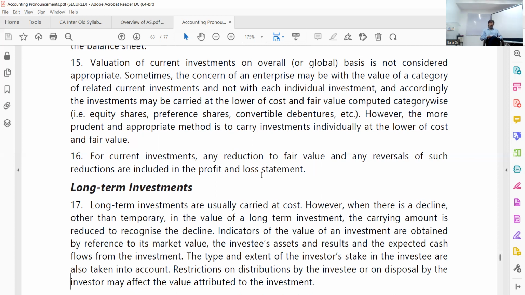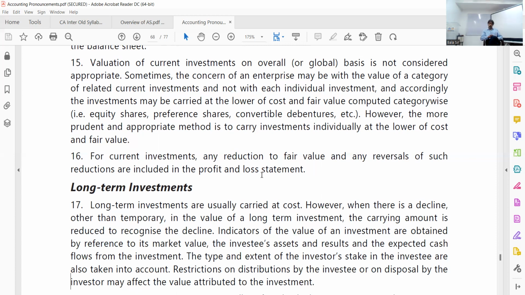How will they pay dividends to you as a shareholder? Got it? Now that's it. Para 17. No, sir. Read further. The type and extent of the investor stake in the investee are also taken into account. So basically, what is the type of your investment? Whether you're holding equity shares or preference shares or debentures or whatever.